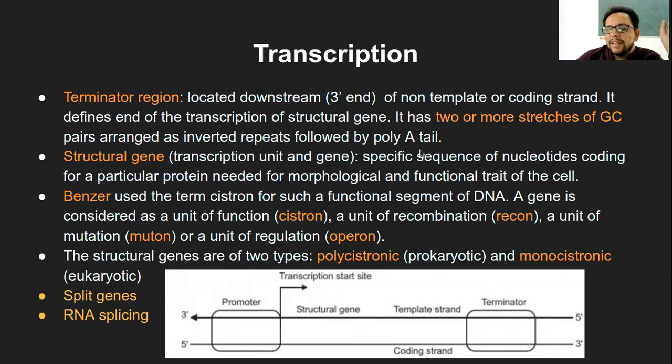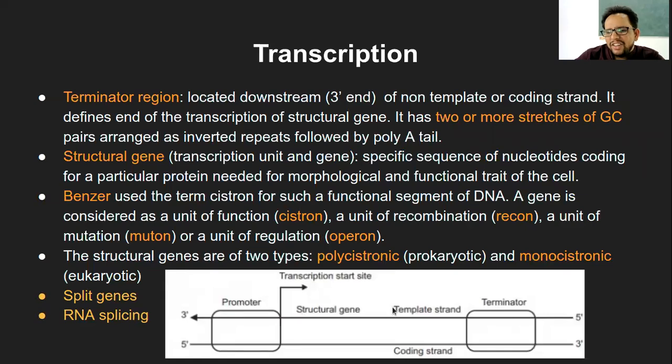This is acting as an additional signal that, okay, that is the terminator region, so now the transcription process has to stop. And then to the mRNA, again that poly A tail is added. We will see that in post-transcriptional changes. So that is the terminator region.